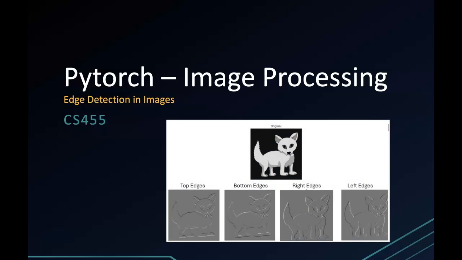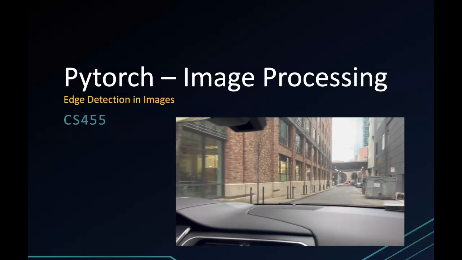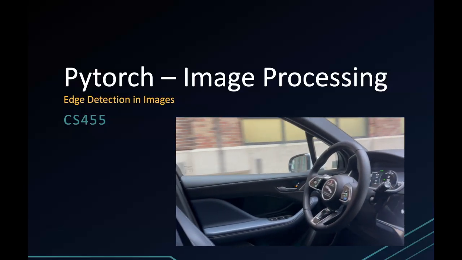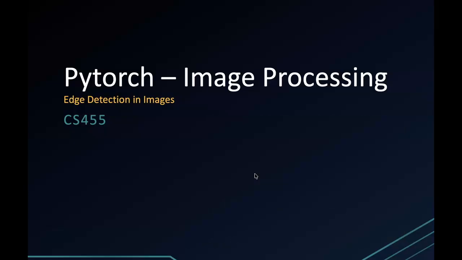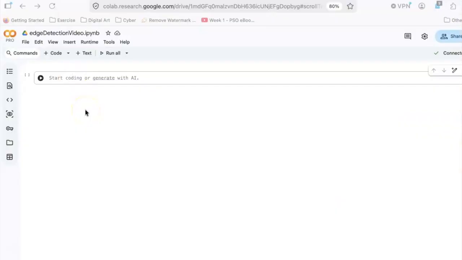Hello programmers! Today we're going to do a video about edge detection. You would use this with your self-driving cars or your robots to figure out where the lane lines are or where the objects are that you want the robot to maneuver around. First, we're going to load an image.